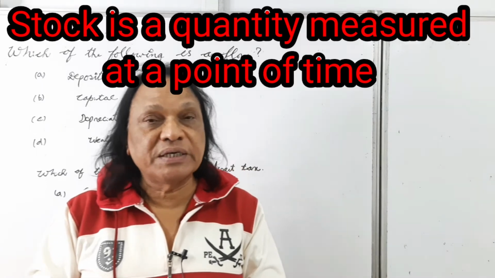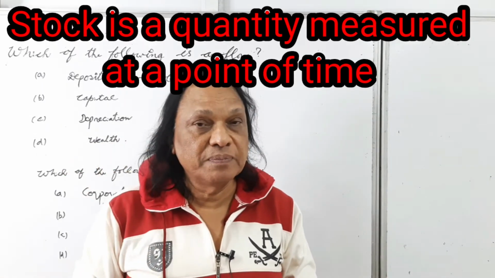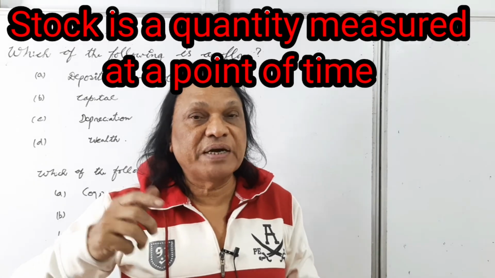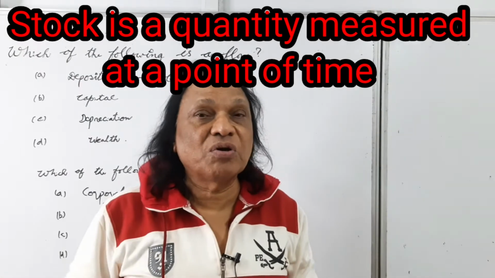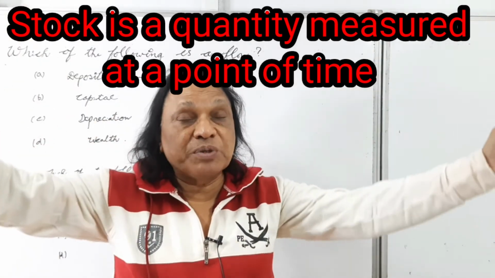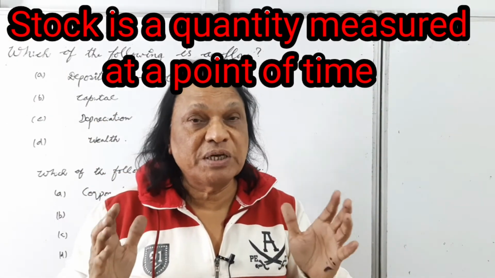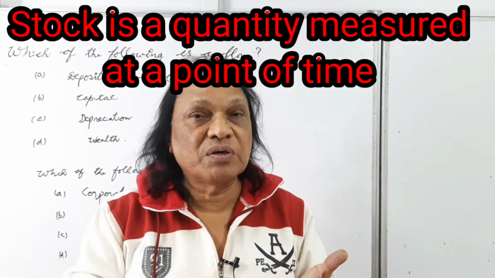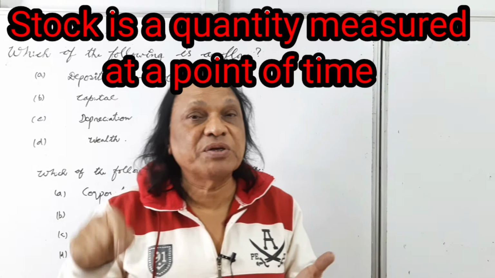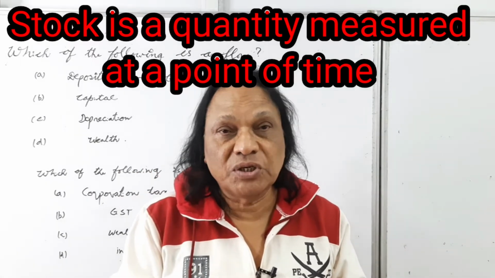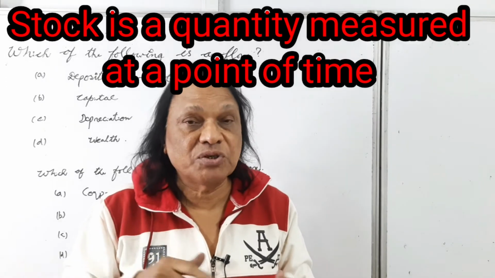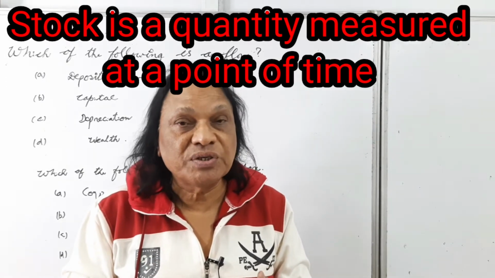Stock is a quantity measured at a point of time. Point of time may be at 12 o'clock, maybe at 10 o'clock, maybe today. That's a stock concept. We gave you many examples of stock. National wealth is a stock. So you can measure the national wealth of the country at any particular point of time, as on today. National capital is stock. What is the capital? As on today. So these are the stock concepts.